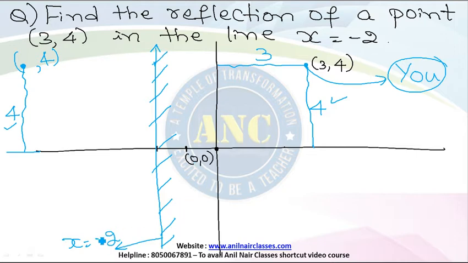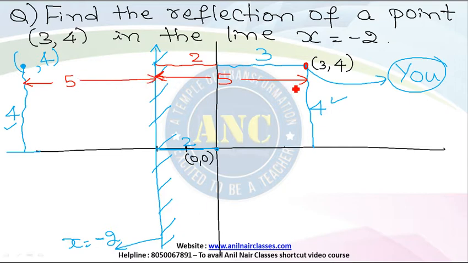X is equal to minus 2. That means from the origin, this distance is 2 units, right? This distance is 2 units. That means from your actual position, the mirror is 5 units away. Similarly, from your mirror position, the image should be 5 units away. That means from here to here if it is 5, from here to here also it should be 5.